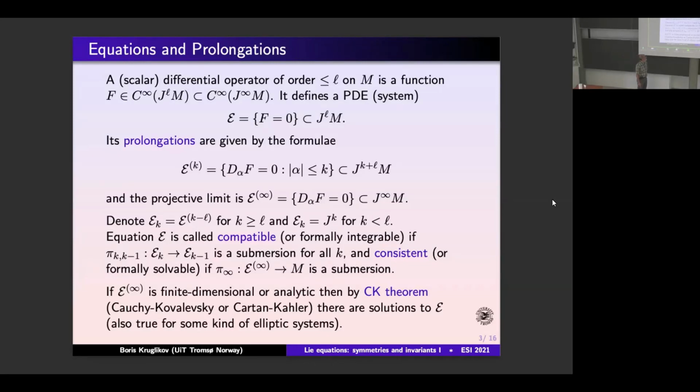If we are able to arrive at E infinity, and this is either finite dimensional or actually analytic, then by either the Cauchy-Kovalevsky or Cartan-Kähler theorem, depending on what you like. Well, basically, Cartan-Kähler is a finite combination of Cauchy-Kovalevsky theorems, right? So then there are solutions to the system. That's also true in some other contexts, but I don't want to go there. If you assume certain ellipticity, then that's also true.